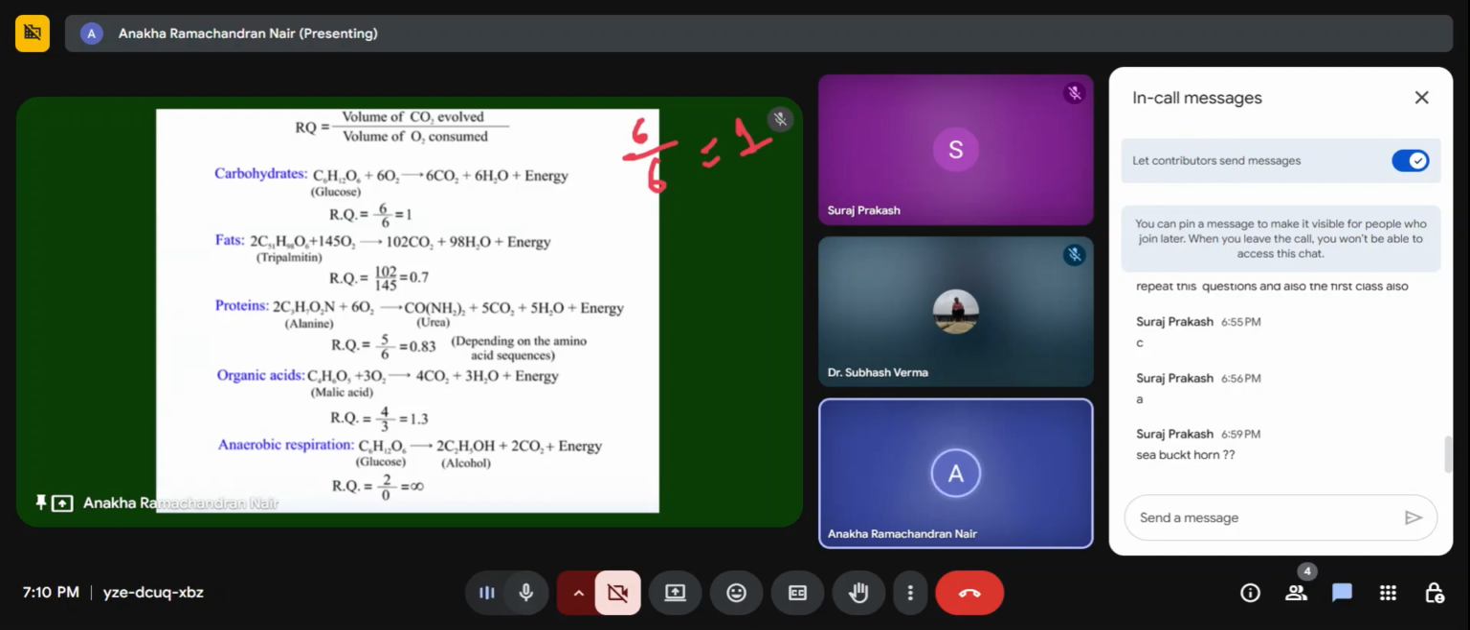It is different for different kinds of compounds. For fats, it is around 0.7. For proteins, it's around 0.83. For organic acids, it's around 1.3. And for anaerobic respiration, it's around infinity, right? Because there is no oxygen involved in the process itself, right? So, is there any doubt in this question?